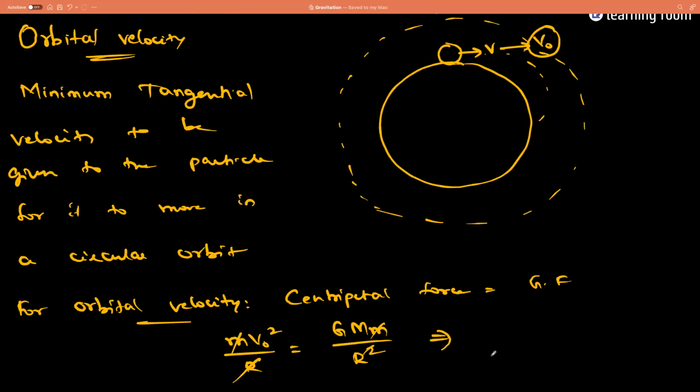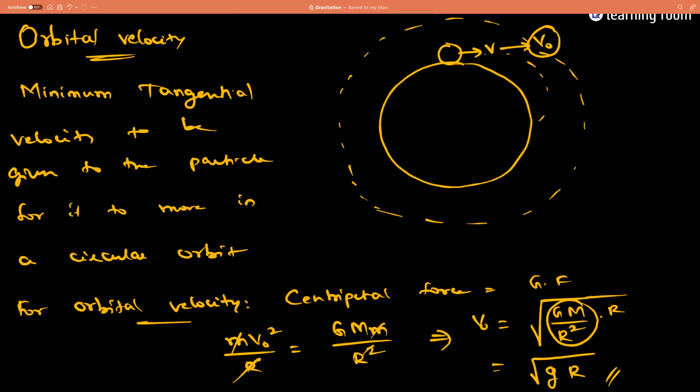Okay. Now, if you see here, what will happen? V naught will be equal to square root of G into capital M divided by R. Sorry, not R square, it is R. And I need to multiply with R to get that R square. So it will be square root of GM divided by R square, which is small g into capital R. So if you observe, orbital velocity is root 2 times less than the escape velocity.